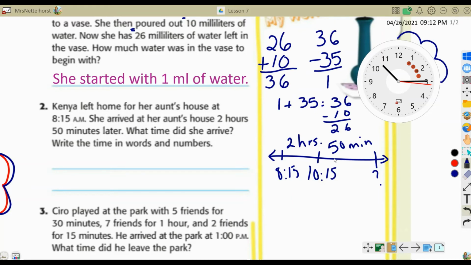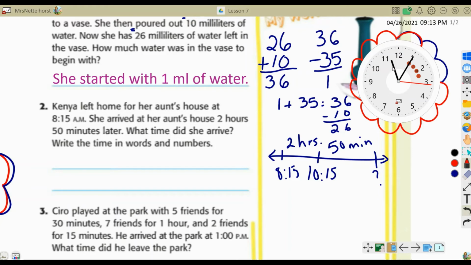And then we're going to add 50 minutes to it. I'm going to switch colors, and we're going to skip count 50 minutes. 5, 10, 15, 20, 25, 30, 35, 40, 45. Now, I'm going to have to go past the 12, which tells me I'm going to have to move the hour hand. Okay, and that was 45 minutes, and I need to go 5 more. 50.